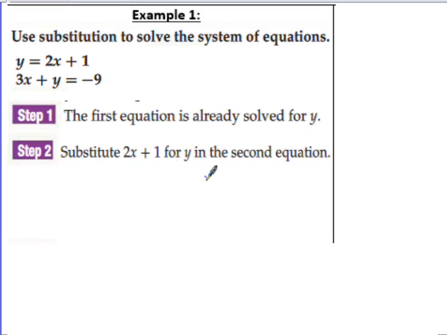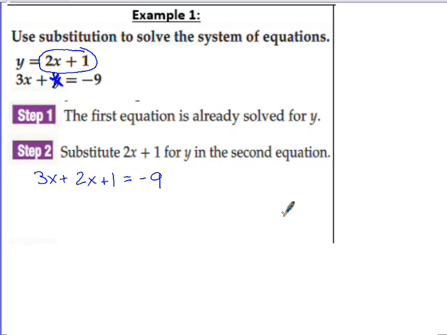And remember, step 2 said we were going to substitute that expression into the equation. So what I'm going to do, I'm going to take whatever's on the other side of the equal sign. So in this case, 2x plus 1. Alright, and I'm going to put it in place of the y because this is equal to y. So I'm going to put it in place of the y in my second equation. So now instead of y, I'm going to have 3x plus 2x plus 1, and that's going to be equal to negative 9.